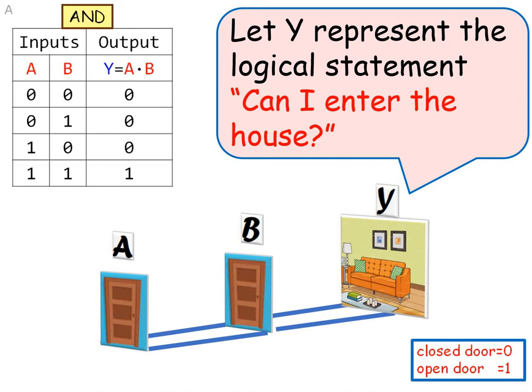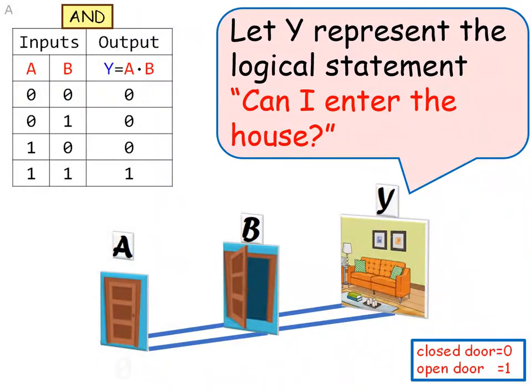Now door A is closed, so 0. B is also closed, 0. Now what is the value of Y? You ask the question, can I enter the house? You cannot enter the house, so Y is 0. So the first row in the truth table shows 0 and 0 is 0.